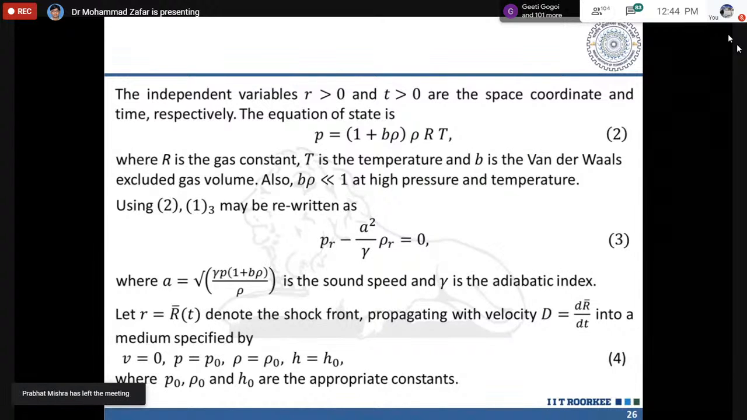Cp is the specific heat at constant pressure, and Cv is the specific heat at constant volume. So let's suppose R is equal to capital R, denoting the shock front, which is propagating with velocity dR/dt into the specified medium. The initial medium is taken to be V equal to 0, the quiet, quiescent medium. P is P naught, rho is rho naught, and H is H naught, where P naught, rho naught, and H naught are the appropriate constants.